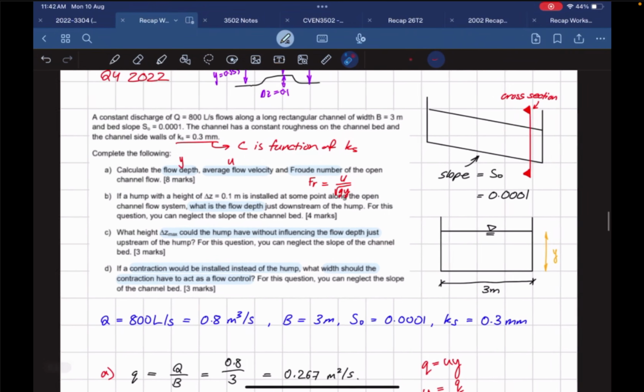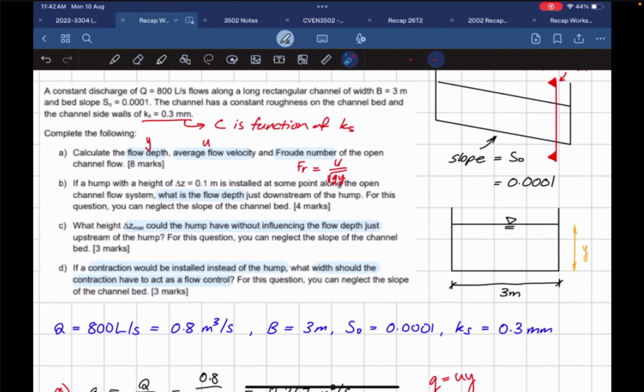Okay, next question. So now they're giving us a hypothetical. They're telling us, what height, delta Z max, could the hump have without influencing the flow depth? So this is where flow control comes into play, right? They're pretty much asking us to find the maximum height so the flow doesn't change, so it doesn't transition, exactly. So that means the flow depth at that point, at the hump, is going to be what? Equal to critical.